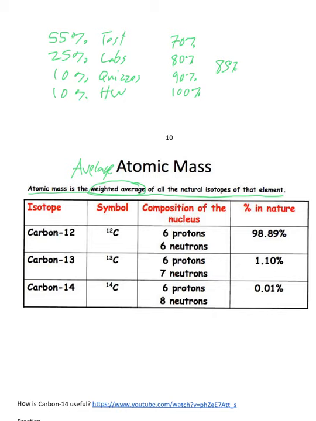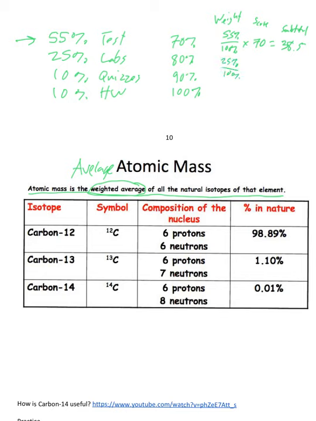Now, this is for a regular average. But what if you had a weighted average? What if tests count a lot more? Well, now you have to go back and calculate differently. So for a weighted average, you would say, okay, 55% out of 100% of my grade is tests. And I'm going to multiply that weight by my score. My score is 70% on my tests. And I'm going to come up with a subtotal, which is 38.5.